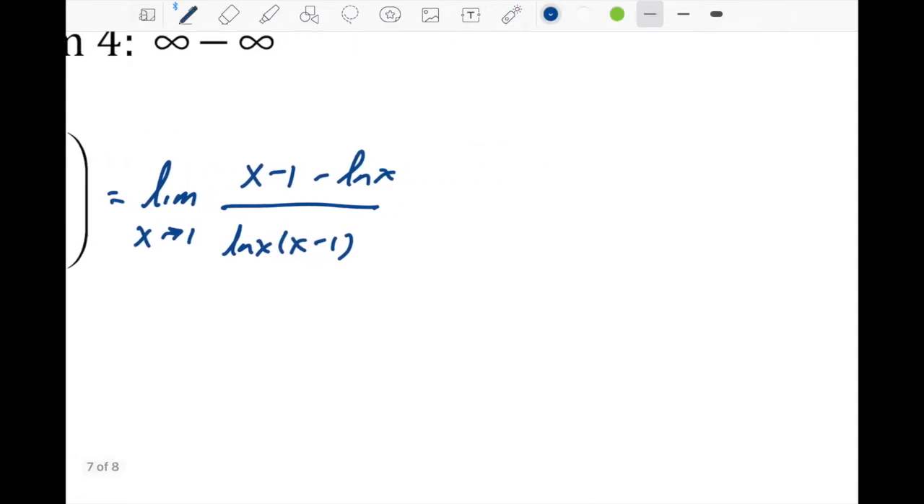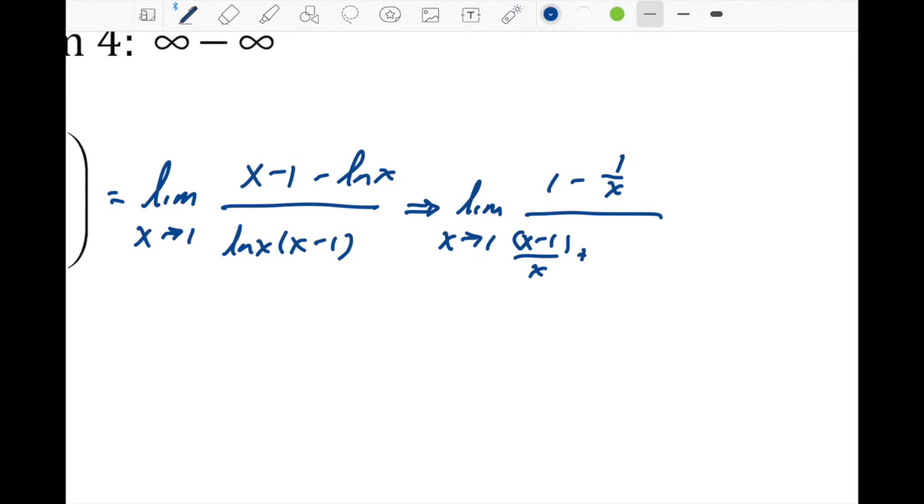Derivative of the top over the derivative of the bottom. So we've got limit as x approaches 1, that is 1 subtract 1 over x, over the product rule, that is x minus 1 over x plus, what do I do there, ln of x.